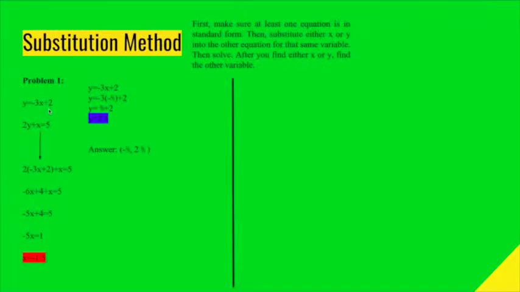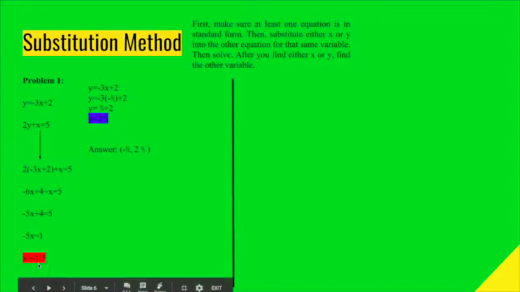Substitution method. Our first equations are y equals negative 3x plus 2 and 2y plus x equals 5. So we're going to put in negative 3x plus 2 for y in the second equation, and this is what we get. Then we get to negative 6x plus 4 plus x equals 5. Then we get to negative 5x plus 4 equals 5, and negative 5x equals 1. So x equals negative 1/5.